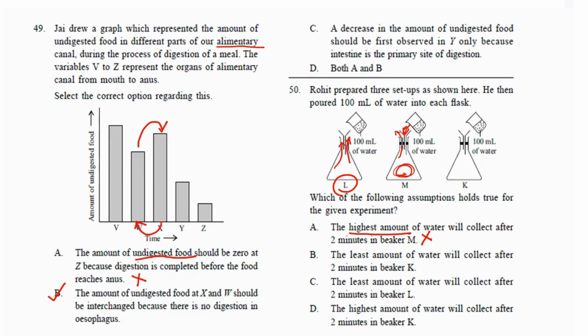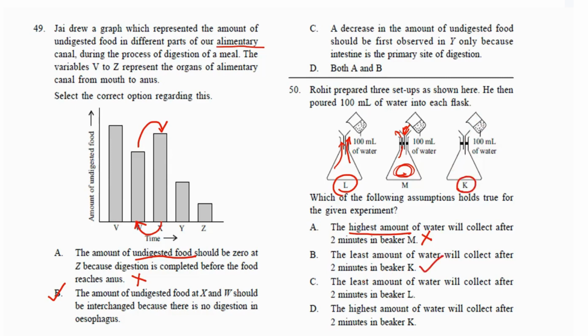The second one says the least amount of water will collect after 2 minutes in beaker K. So this can be correct. Why? Because inside the flask there is no space for the air to go out, because after the funnel, the conical mouth is totally airtight, right? So there will be a problem for the air to escape so that the water gets inside. Water will seep down the conical flask very slowly, right? So it will take more time to fill the water in the conical flask in K. So this is the correct option.